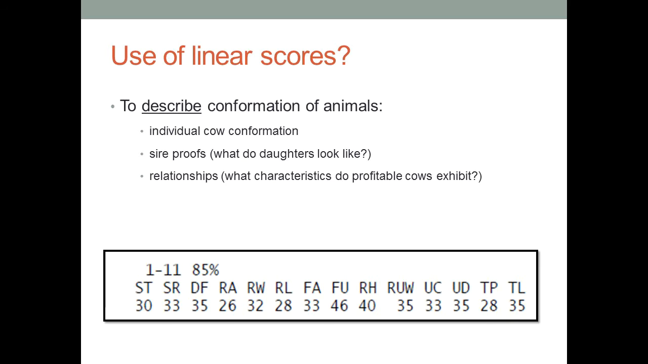We can ask questions like, does stature influence milk production? By comparing stature scores and milk production data from thousands and tens of thousands of cows. We can ask the question, does udder depth influence longevity? This is really powerful information. It helps us go beyond impressions or gut instincts or feeling, and this is the basis of a great deal of genetic progress that's been made in the last 20 or 30 years.